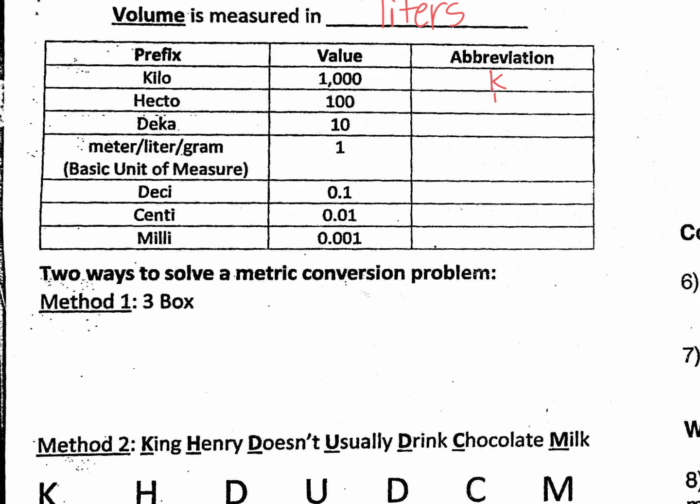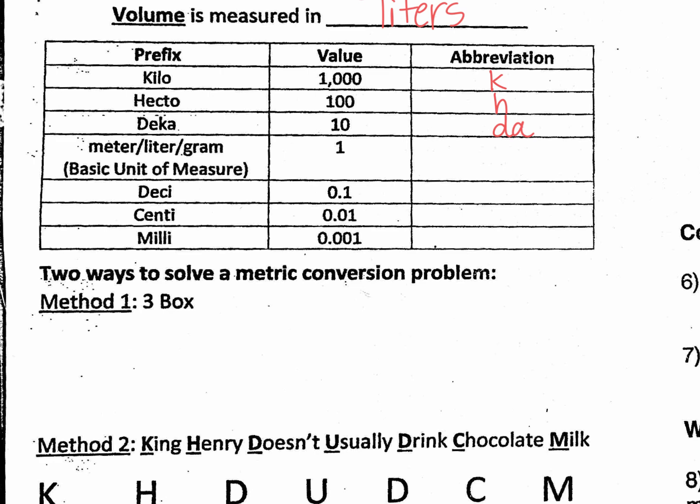Hecto is going to be represented with an H. It represents 100. Deca represents 10. It kind of sounds like decade, so that's kind of your hint to remember that deca is 10. And we use DA for that.